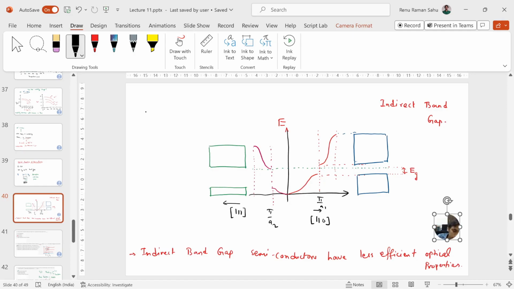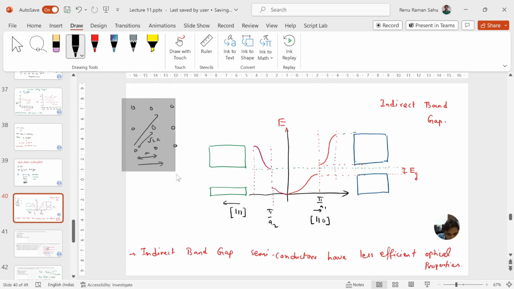For example, if you have a cube, let us take it in 2D only. In 2D, what is the interatomic spacing along this direction and along this direction? The interatomic spacings are different, right? Here, if it is A, in this direction it is root 2 A. In different directions it is always different, but in the same direction it will be the same.